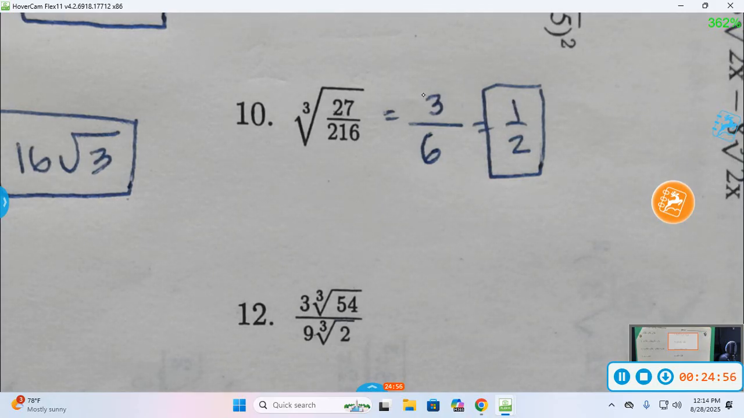What do we do at 27? Oh, okay. I took the cube root of it. I got you.